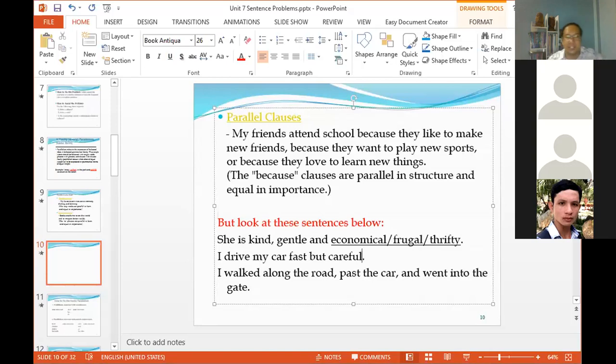How about one more here, buddy? What's wrong here? I drive my car fast, but careful. What is wrong here? Careful. Why is careful wrong? Because fast is an adverb and careful is an adjective. Yeah, this one is an adverb, and this one is an adjective, right? That's why it's not parallel.